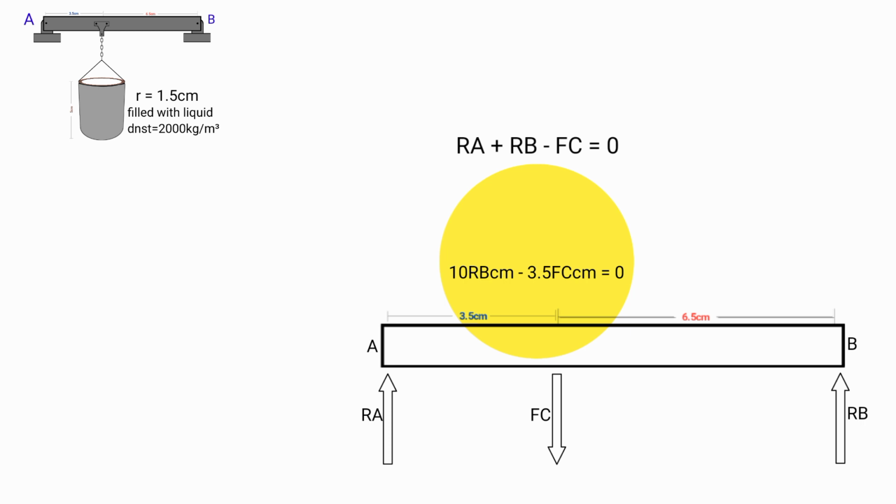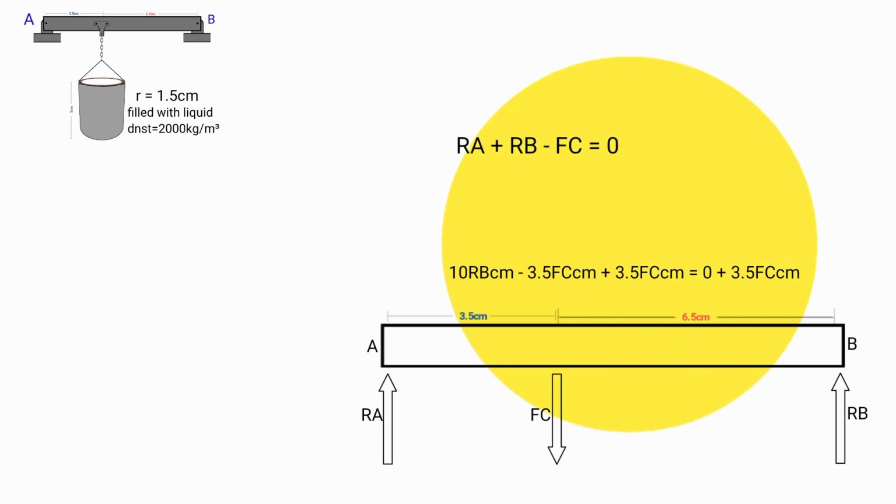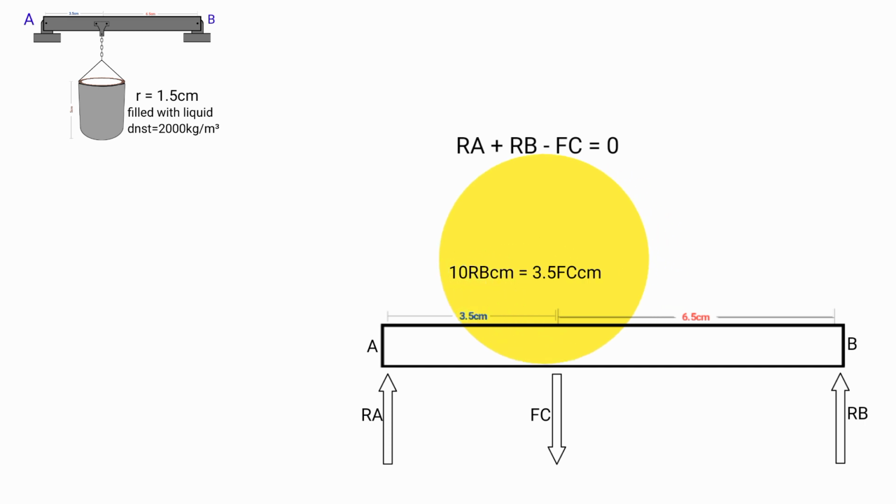We can add 3.5 FC centimeters to both sides of the equation. So 10 RB centimeters minus 3.5 FC centimeters plus 3.5 FC centimeters equal to 3.5 FC centimeters. Here, minus 3.5 FC centimeters plus 3.5 FC centimeters is 0. So 10 RB centimeters equal to 3.5 FC centimeters. Dividing both sides by centimeters now, centimeters cancel centimeters on both sides. So 10 RB equal to 3.5 FC.